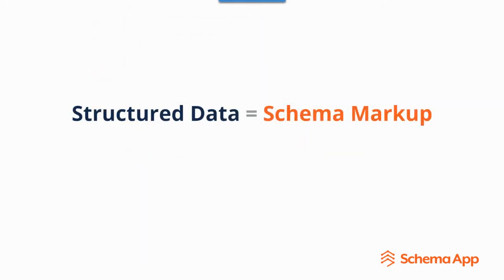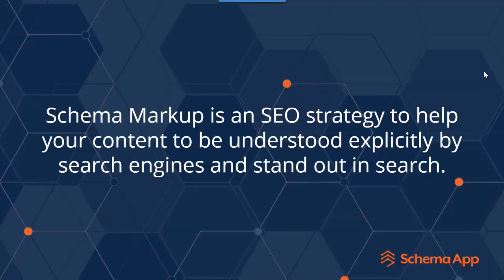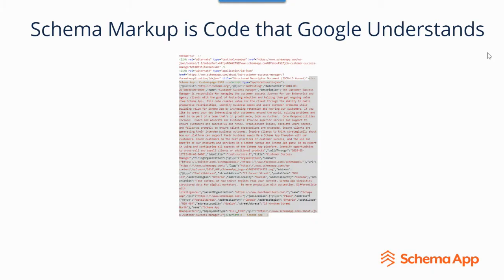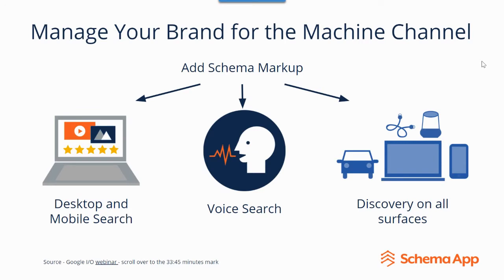Well, structured data is also known as schema markup, and it is a specific, very niche area of SEO that, when you translate your content into this language, the search engines can understand it and you can actually manage how you stand out in search. Now, in essence, it is code that Google understands. And not only does it understand on one platform, but it understands on all platforms.